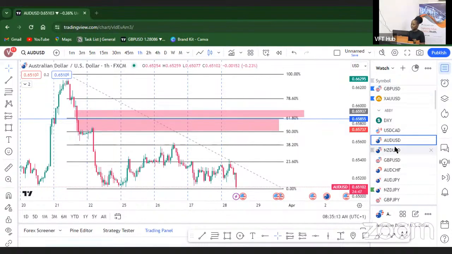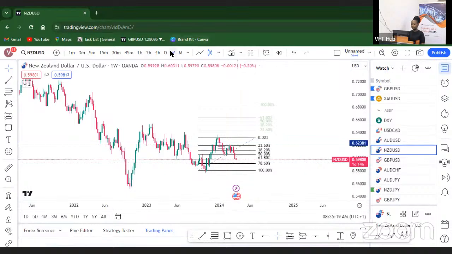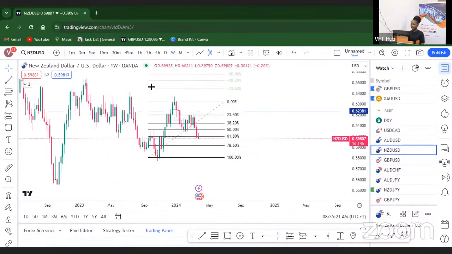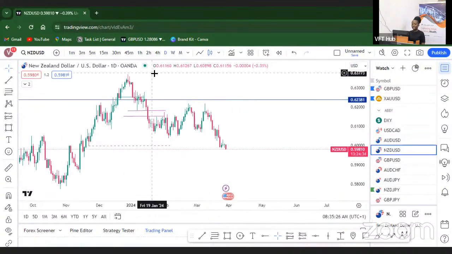Now we're going to look at NZD USD. Very similar to AUD USD. Bearish, you see clear bearishness. Daily time frame bearish.